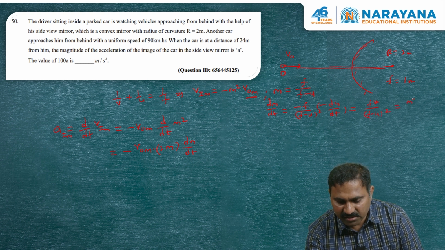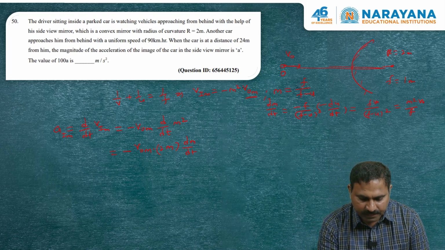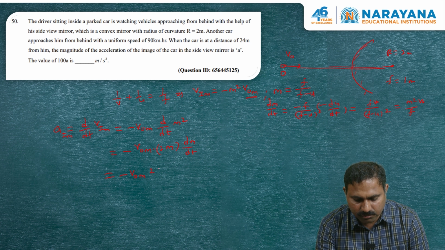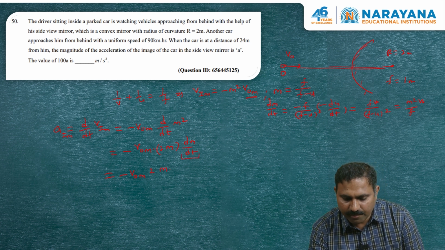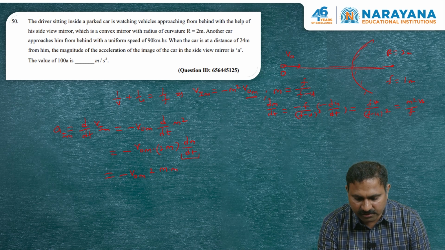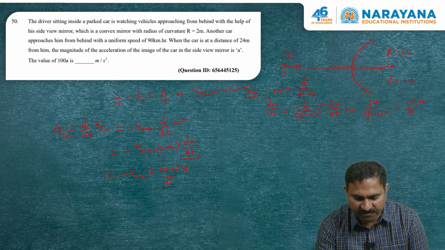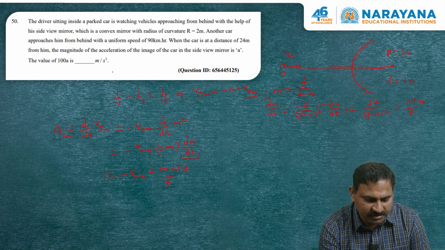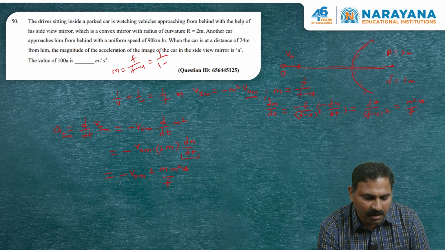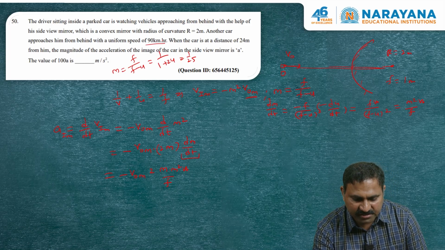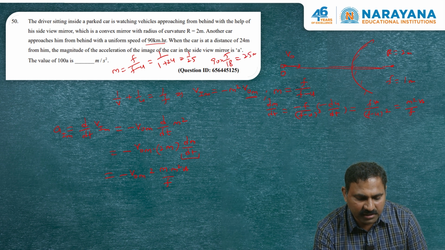This can be written as m square v naught by f. So, this is minus the velocity of object with respect to mirror into 2 times the magnification into dm by dt, which is m square v naught by f. Now, let us find the magnification in this case. M equal to f by f minus u. Focal length is 1, object distance is minus 24, so this is 1 by 25, and the velocity given is 90 kmph. Let us convert it into meter per second. 90 into 5 by 18, this is 25 meter per second.